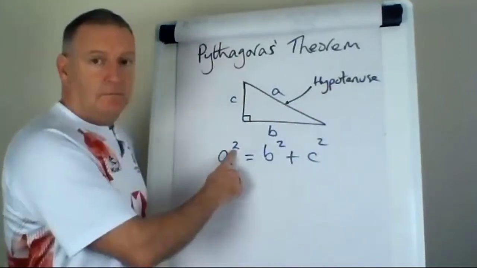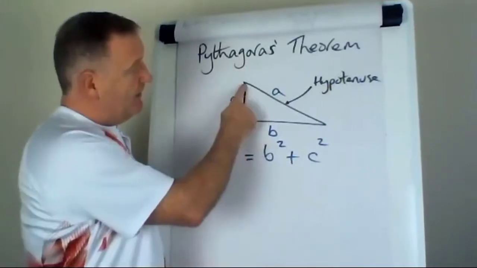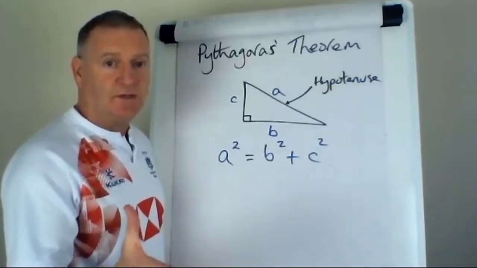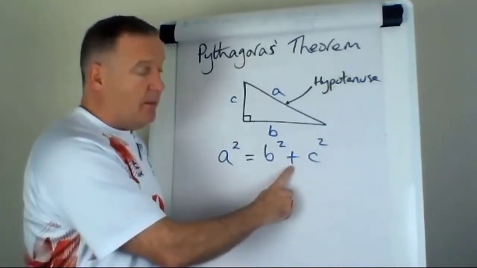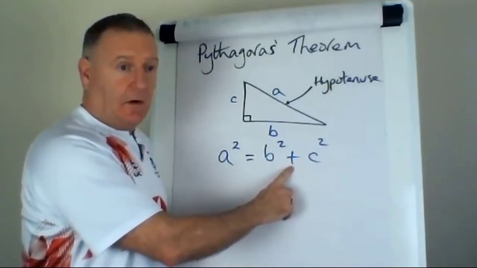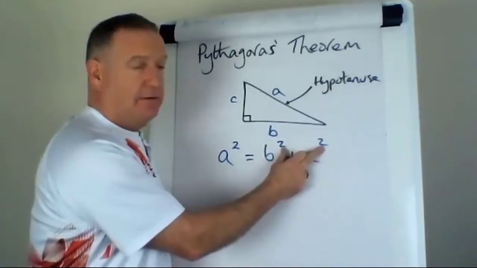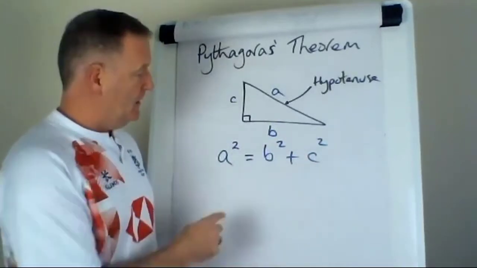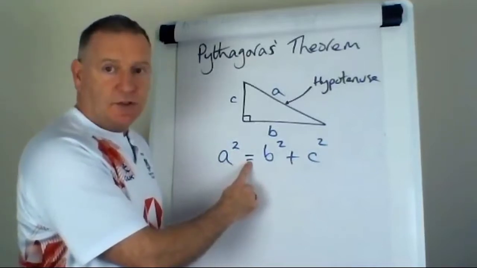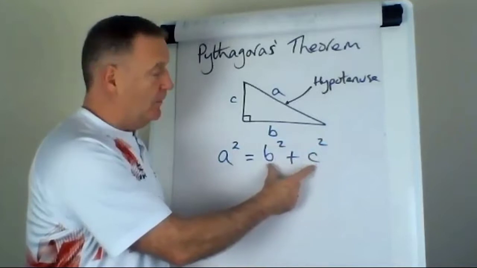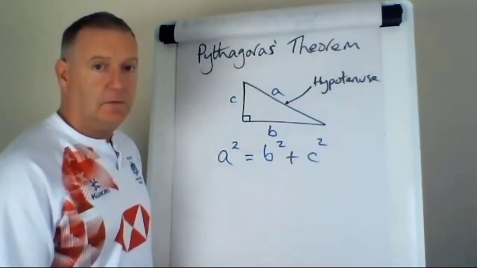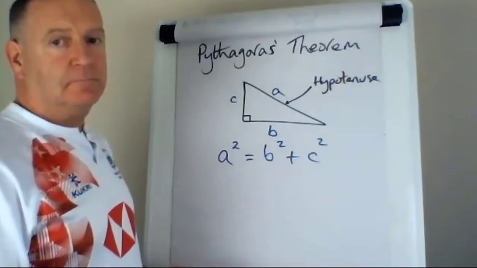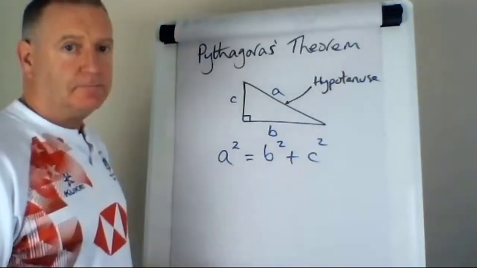The square on the hypotenuse, side A, is always called the hypotenuse in England. It's equal to the sum, so when you add, you always get the sum of something. These are then two more squares, B squared and C squared, the shorter sides. My turn, ready? The square on the hypotenuse is equal to the sum of the squares on the shorter sides. Give that a go, whole sentence. Perfect. Okay, write it down.